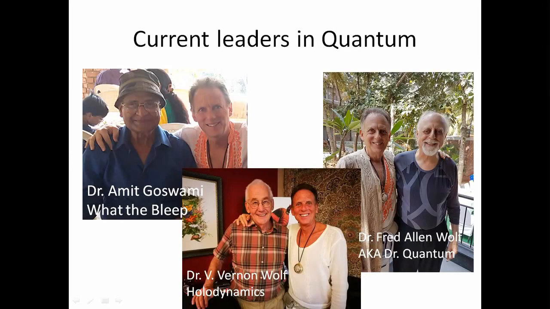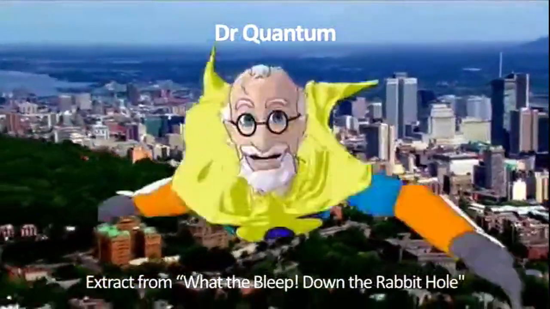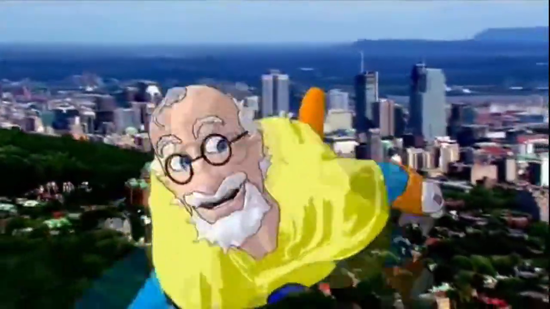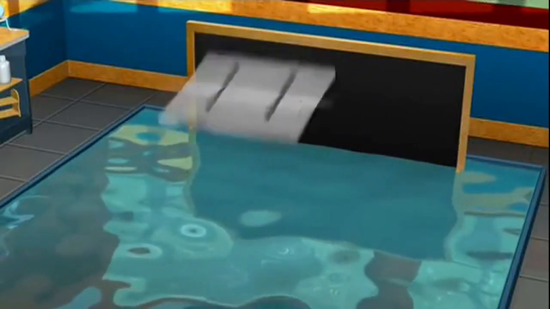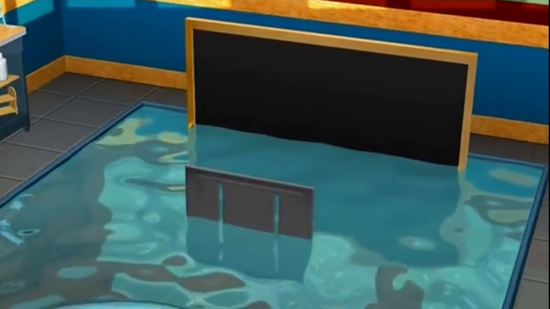Some of the other leaders in quantum are Dr. Amit Goswami. You might remember him from What the Bleep. He's a theoretical quantum physicist, and he has been talking about how quantum physics relates to consciousness, as well as Dr. Fred Alan Wolf, also known as Dr. Quantum. Dr. Quantum has done a lot of animated videos that you can find on YouTube that explain some of these quantum concepts in very clear terms, step by step, and it makes a lot of sense when you see it actually animated.